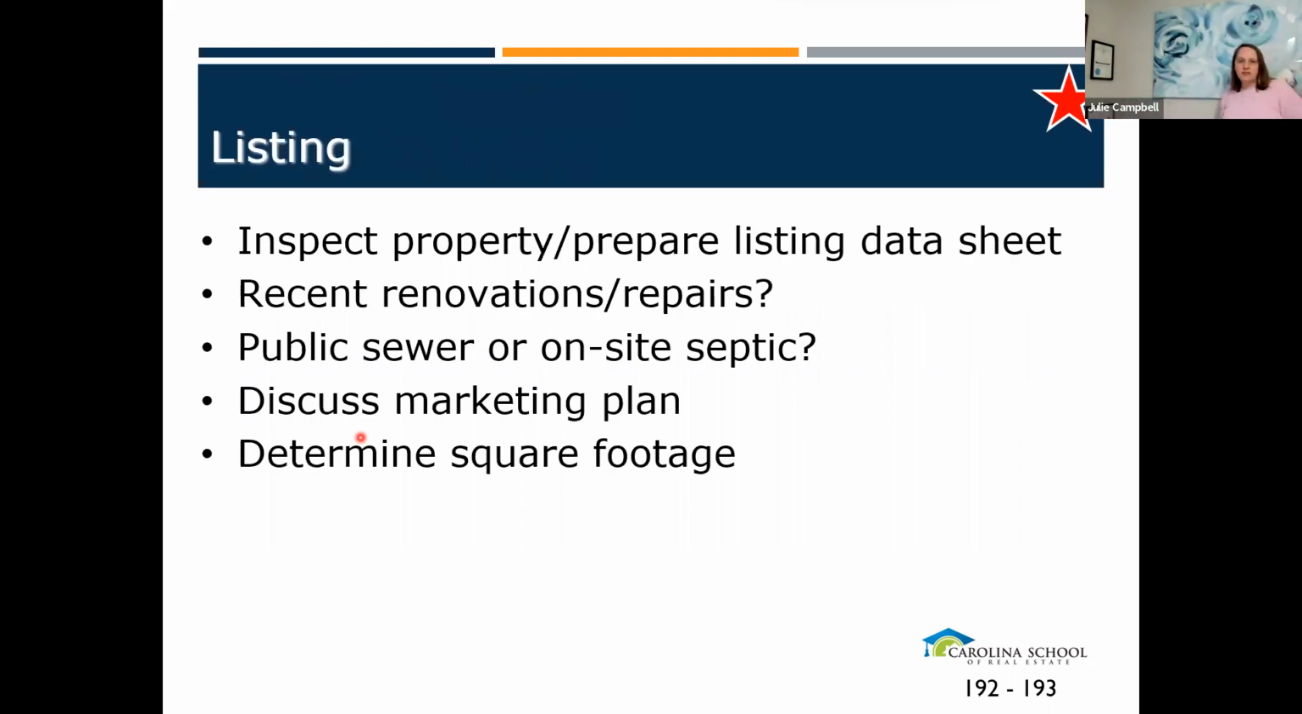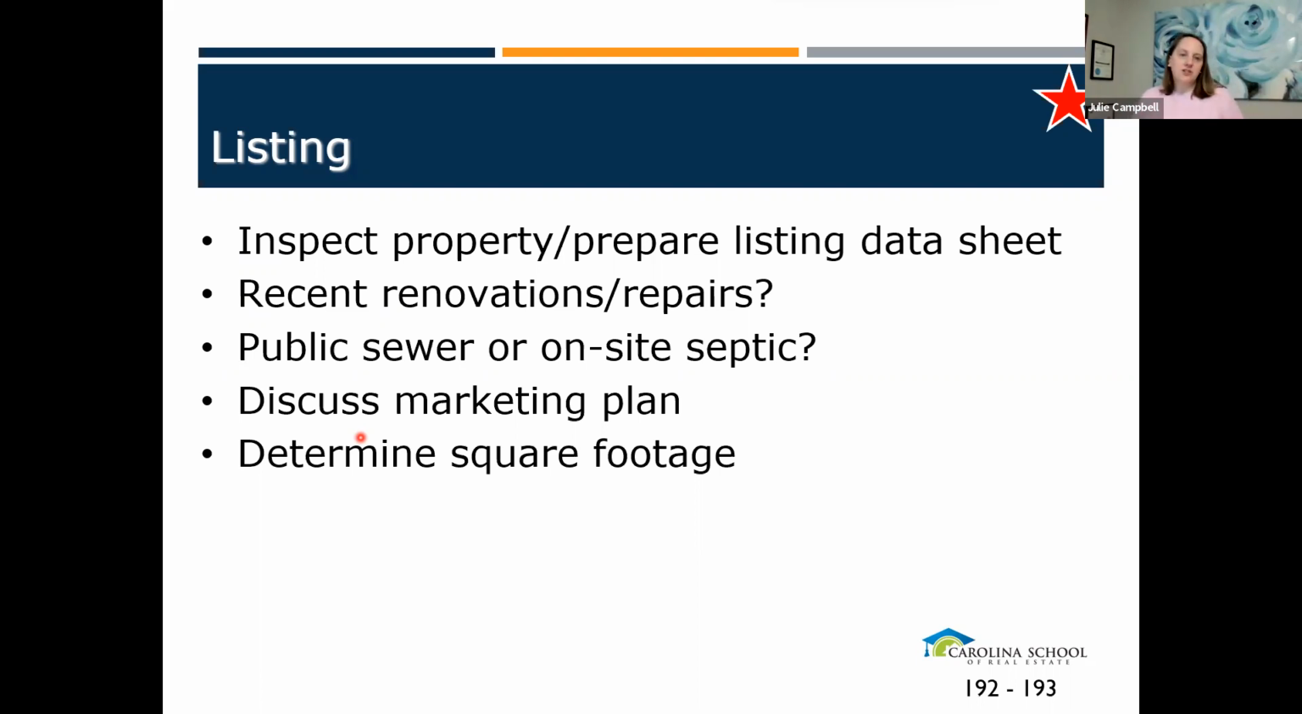Getting ready for the listing. Well, we need to inspect the property, walk through it with the seller, look at our listing data sheet, and gather the information we need to put it in MLS. I have a sample listing data sheet for you guys in the online learning system. We'll look at that. Thank you guys for telling me that you're back.